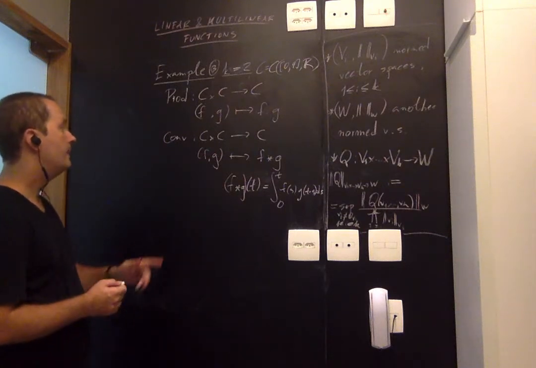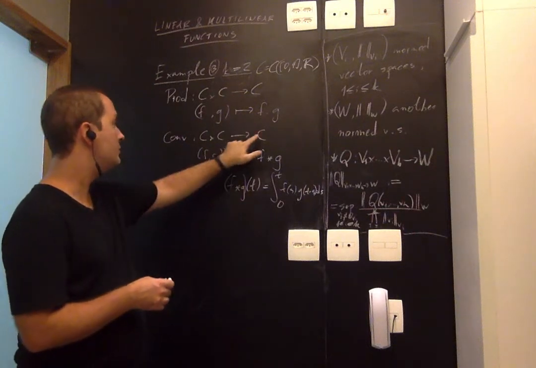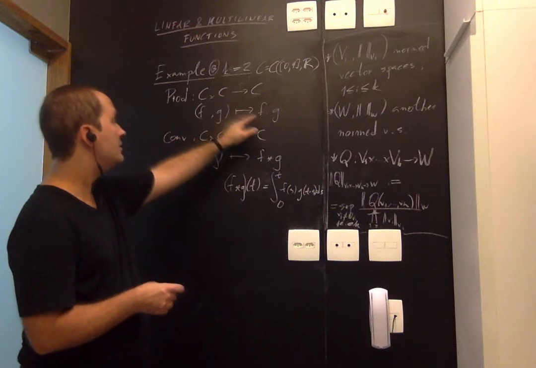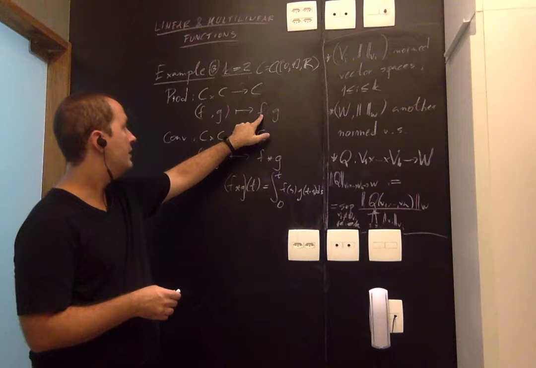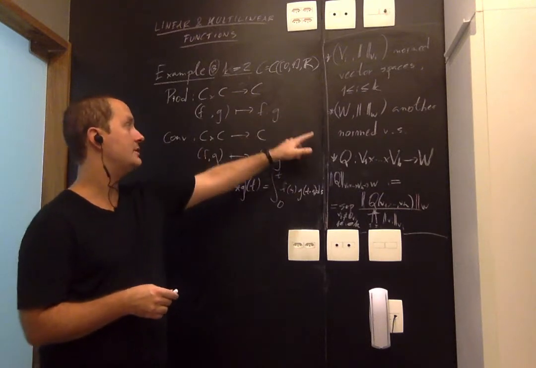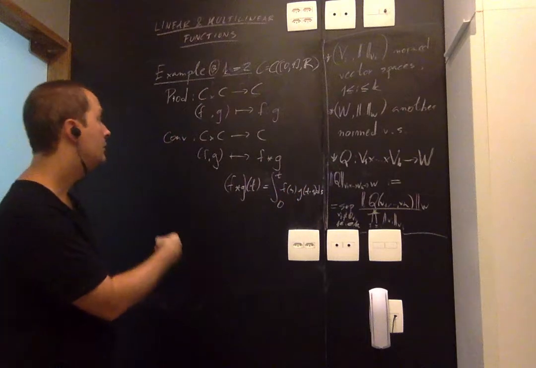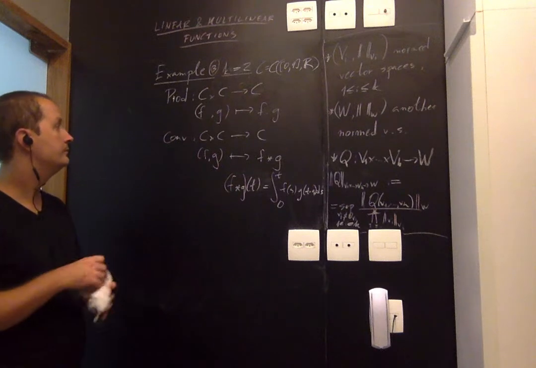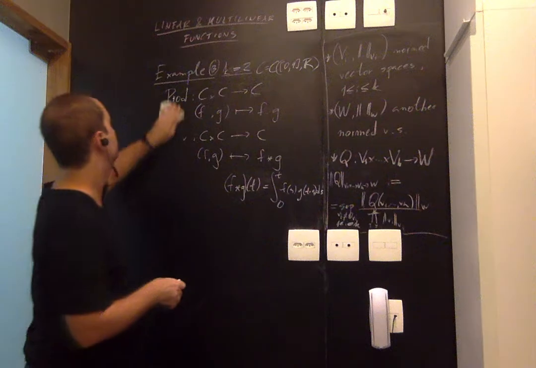These two things, we need to check that they always produce a continuous function at the output. But it should be clear that they are bilinear. If I have f1 plus f2, I get f1 times g plus f2 times g. If I have f1 plus f2, this integral breaks in two. Multiplying by scalars, the same thing. It all works as it should.